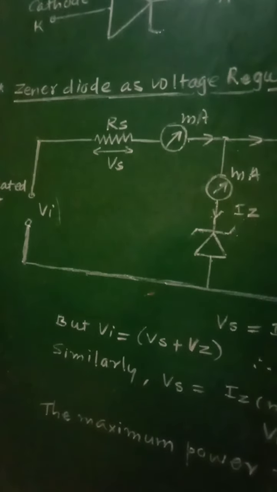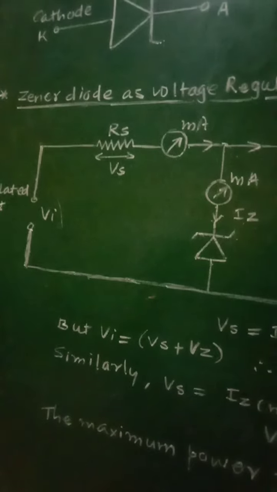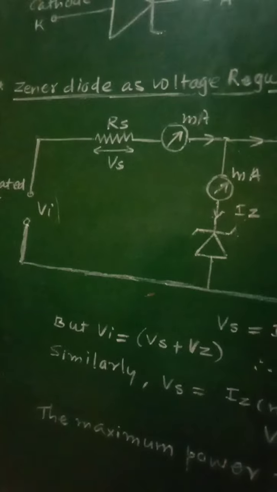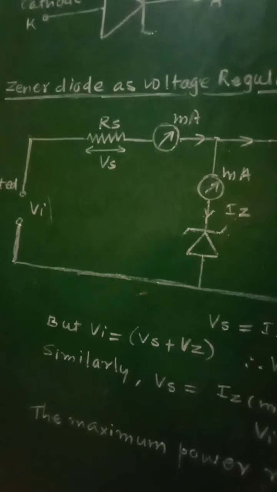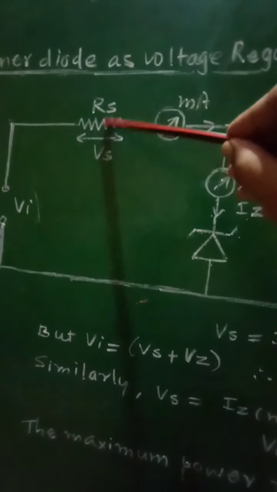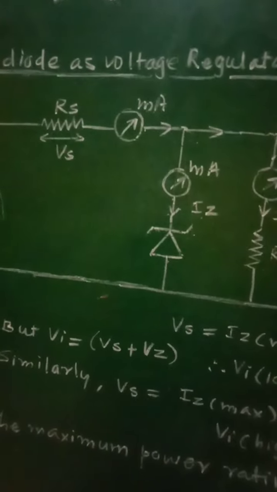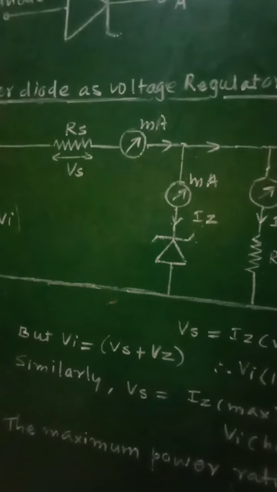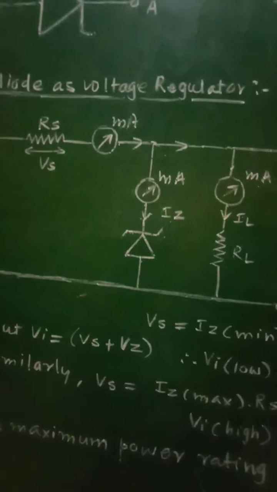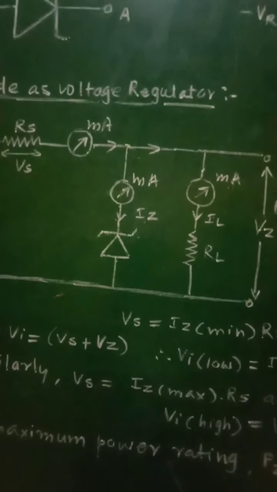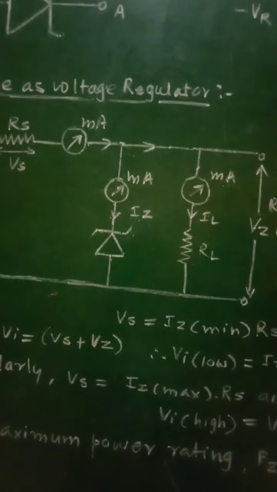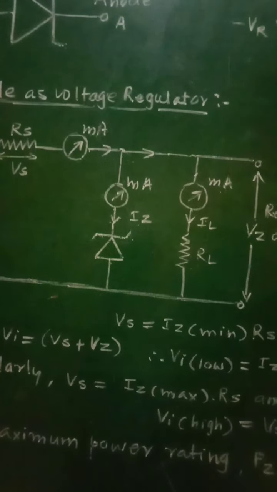Then the resistor Rs is connected in series with the Zener diode, which limits the current flow through the diode. This series resistance Rs is connected here in order to limit and control the total current flowing through the diode. Then the load resistance RL is connected in parallel with the Zener diode, so that the voltage across RL is always the same as the Zener voltage.